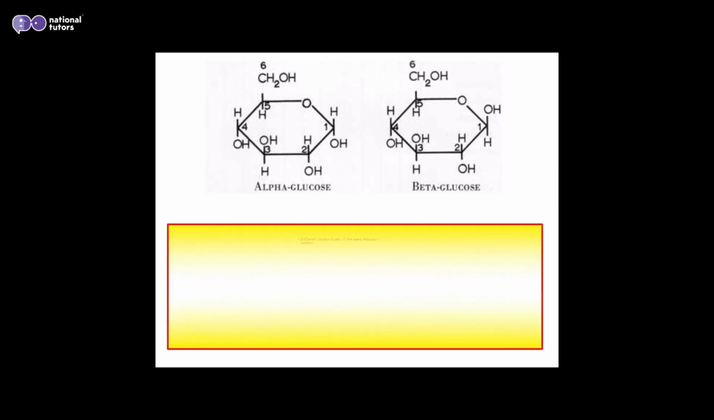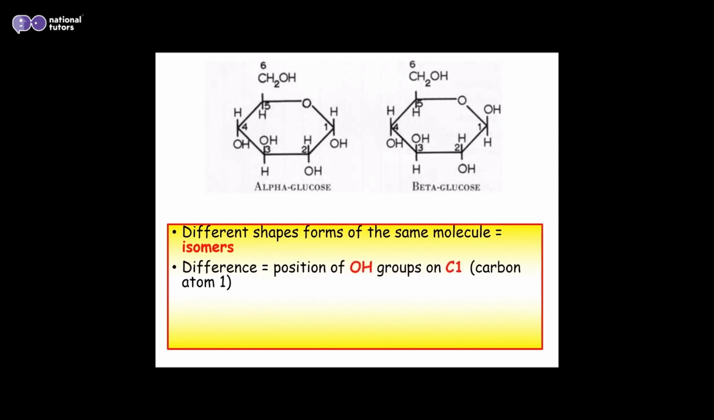The alpha and the beta are actually quite important in how they do things, as we'll find out later, but at the moment we've just got to understand that they are isomers. So an isomer is the same molecule, different shape. That's all it is. So alpha and beta glucose are isomers of each other, and the difference, as I said, is the OH group on carbon one is different, and this means they have a lot of different properties.